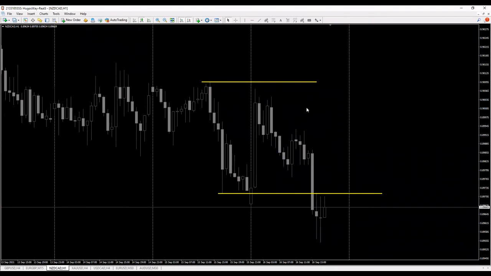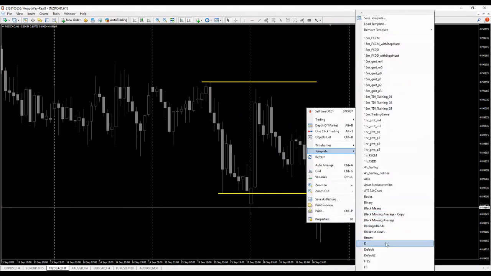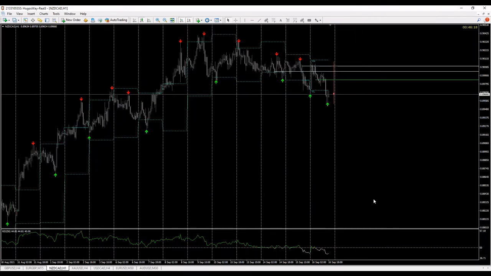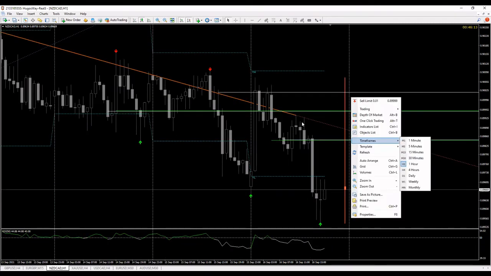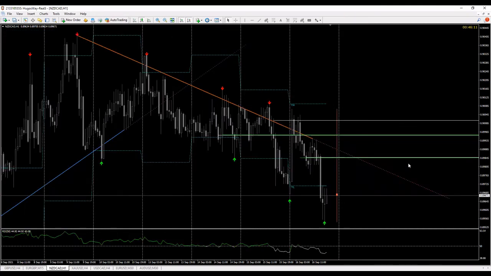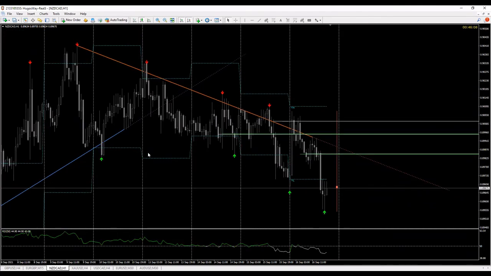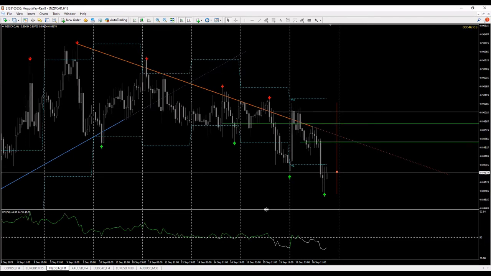Now my template is here, and it will be available to everybody by the end of next week when we get back from our LA meetup, Los Angeles meetup. This is the template I use right here. It's color coded down here on the RSI, which measures trend strength and trend direction.